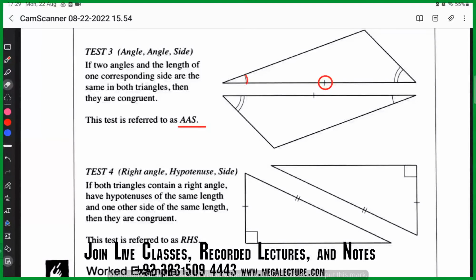So, angle, angle, side. First angle, then the angle that is coming after this one, the two angles must be same. For example, this is same as this, and then the two sides must be same. This side must be same as this one. This is basically the property. Yes, any confusions with angle, angle, side?